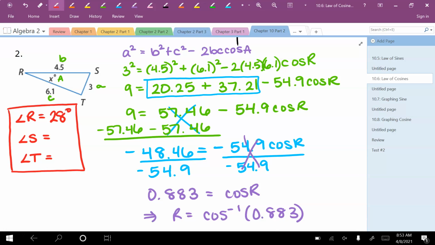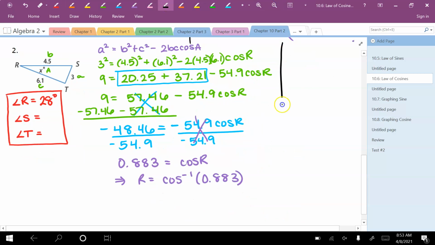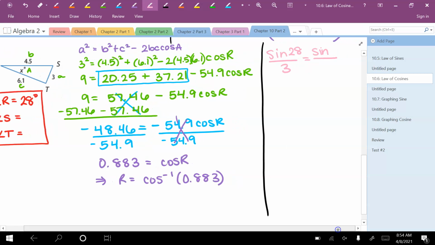Now that I have that angle, I can switch gears and go to law of sines to help me find another angle, just like what we did on that last problem. I'm going to do that over here on the far right side of the screen. I have to use that 28 because that's the only angle I know. So I'm going to do sine of that 28, and that's across from 3. And let's just go ahead and find s. So we're going to do sine of s on the other side of my proportion, and we're going to put that over 6.1.